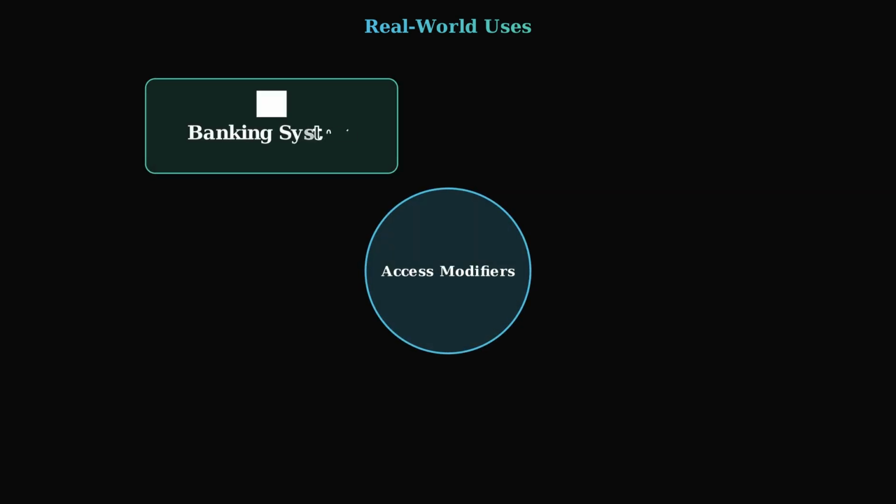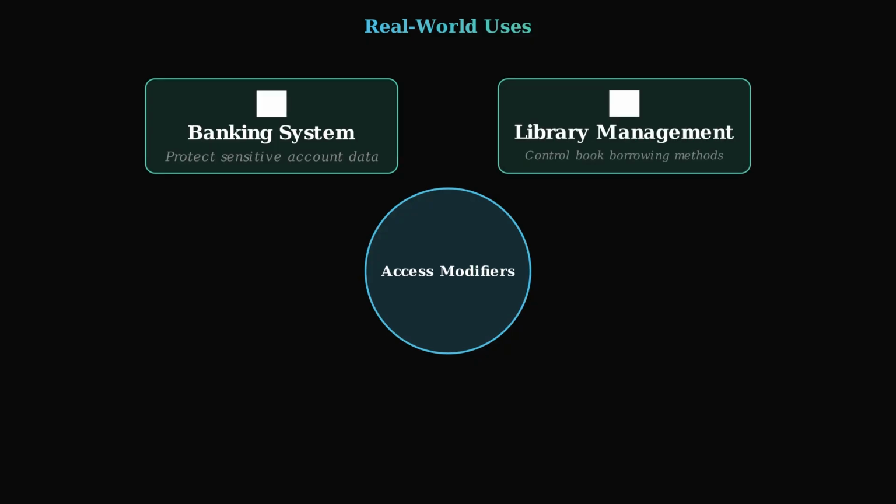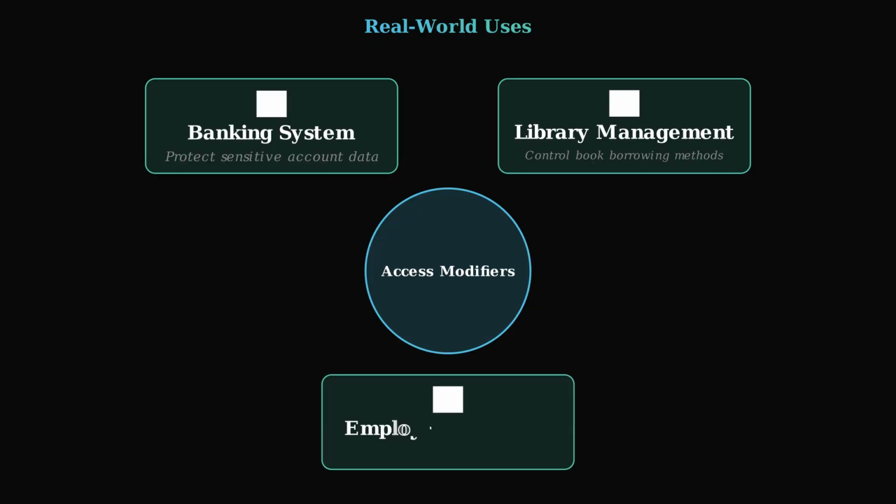How are access modifiers used in the real world? Banking system. Protect sensitive account data. Library management. Control book borrowing methods. Employee database. Restrict salary information access. Access modifiers power all these applications. Let's see the problem it solves.